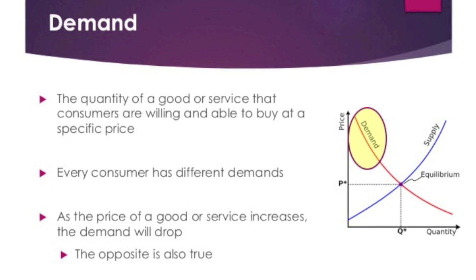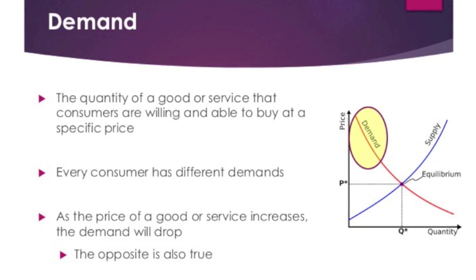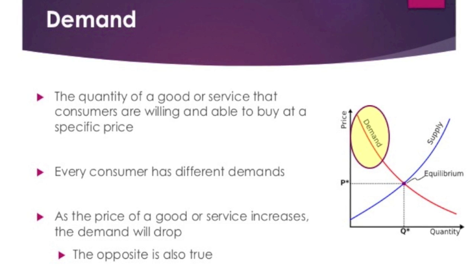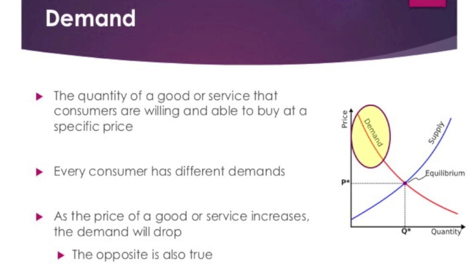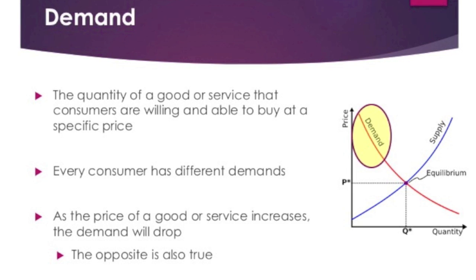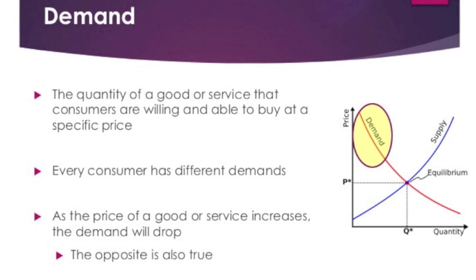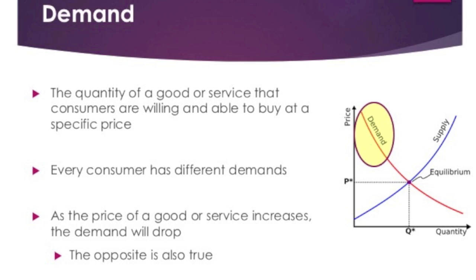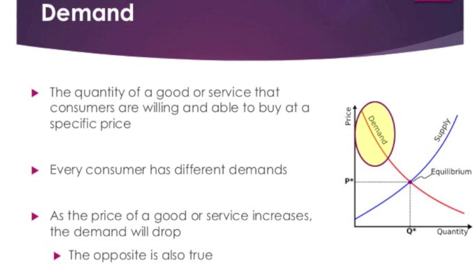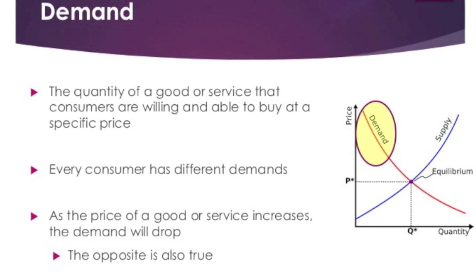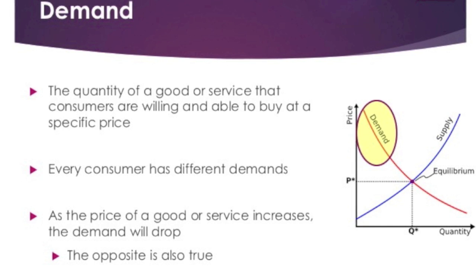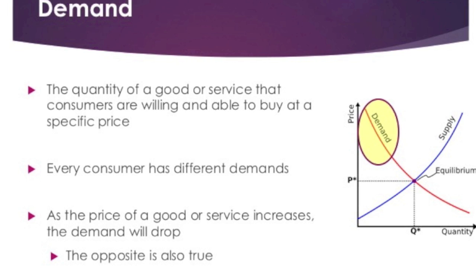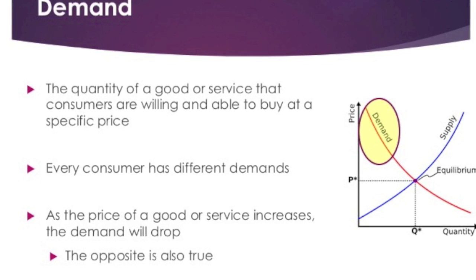Demand. If you look down in the corner there on the right, I've highlighted the demand and the demand curve in yellow. The quantity of a good or service that consumers are willing and able to buy at a specific price is considered the quantity demanded. Every consumer has different demands. As the price of a good or service increases, the demand for that good or service will drop as people aren't willing to pay an increased price for it. The opposite is true. If the price decreases, the demand for it will increase as people are more willing to purchase that item or service.